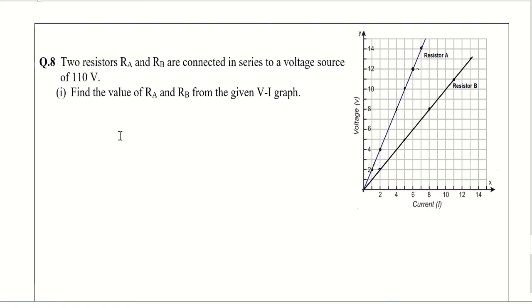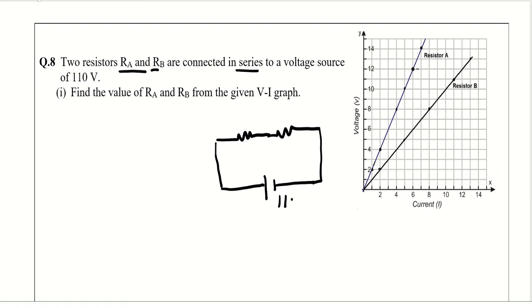So according to the question, the two resistors RA and RB are connected in series. So I will make one circuit according to the question. So this is RA and this is RB, and this is connected across one source, and the source voltage given is 110 volts.